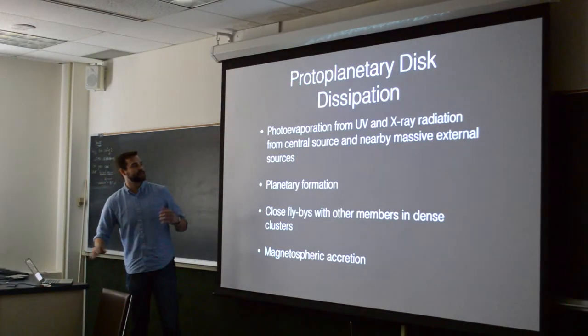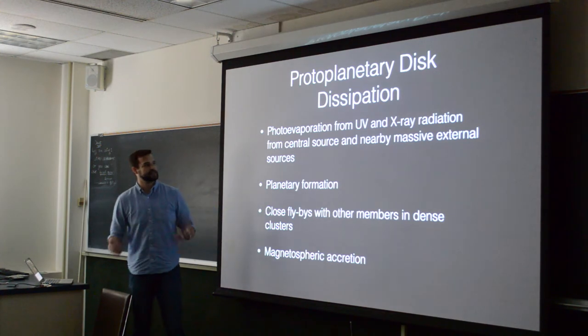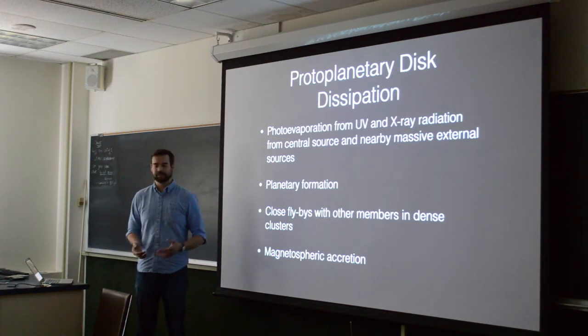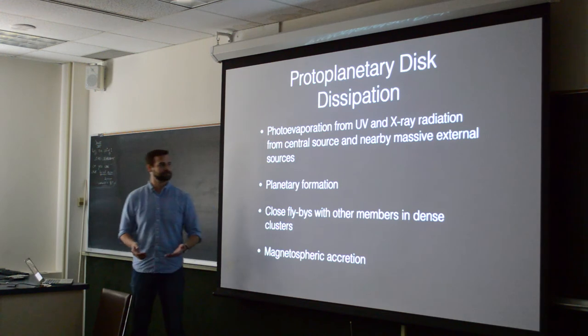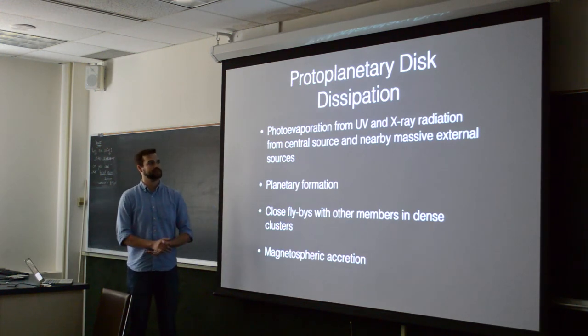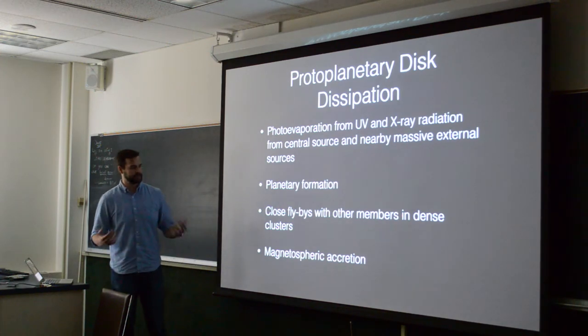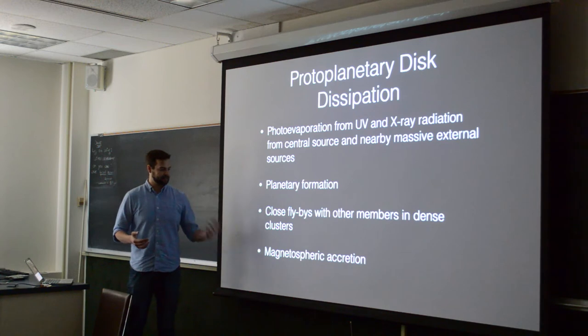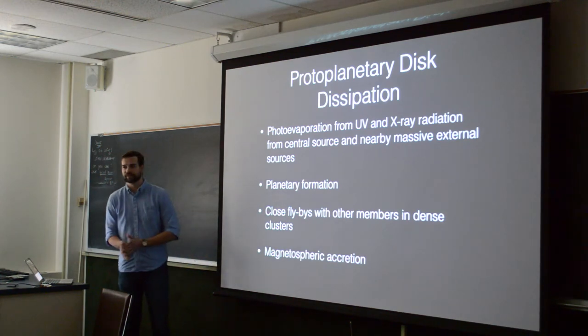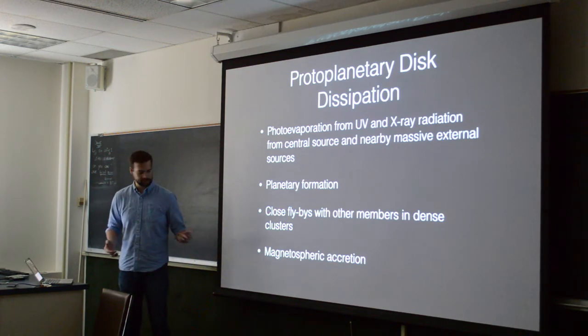So over time, these disks dissipate for a number of reasons, far more than I could list here. Some of the factors are photoevaporation from UV and X-ray radiation, planetary formation, close flybys if they're in a dense enough cluster, and then the last one here is magnetospheric accretion, which is what we're researching here, that's what we're looking at.